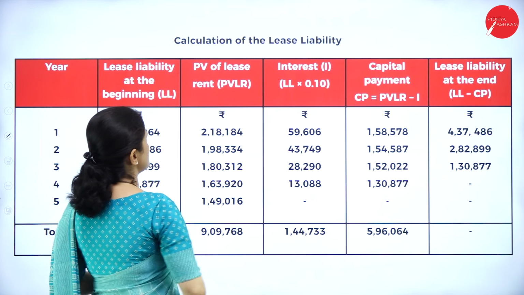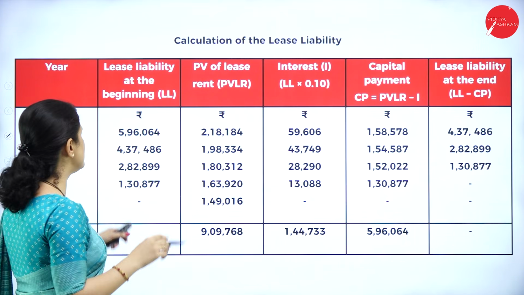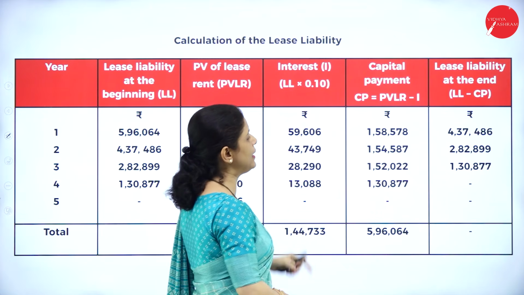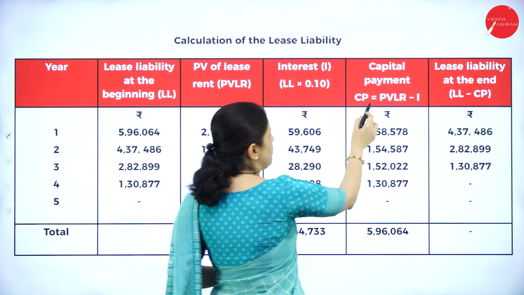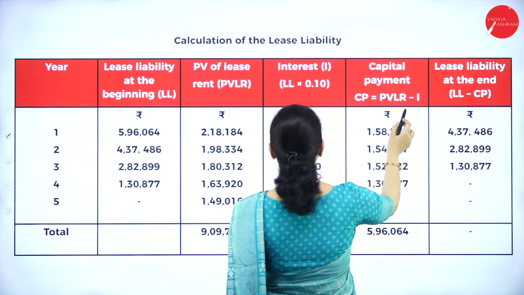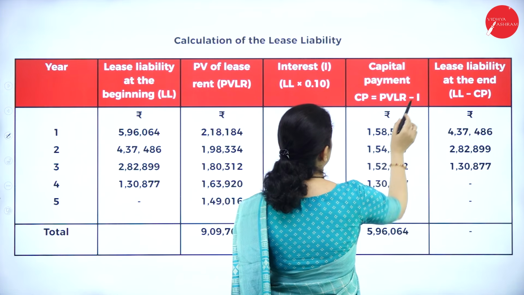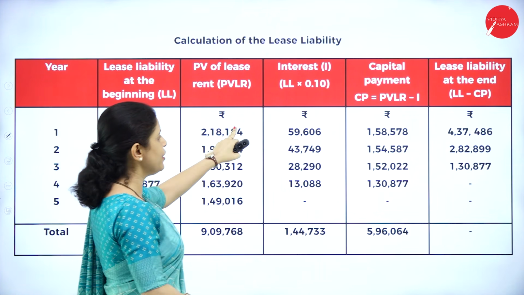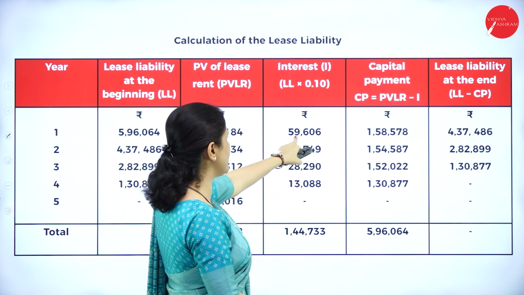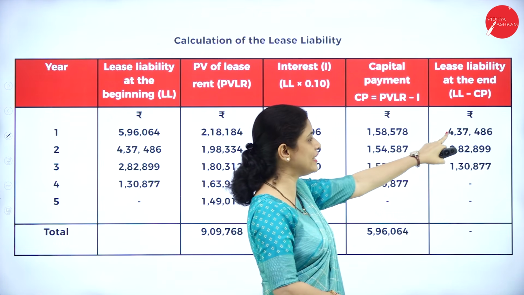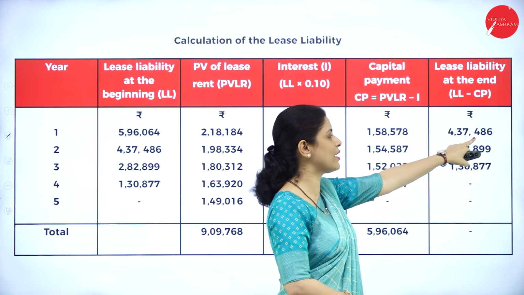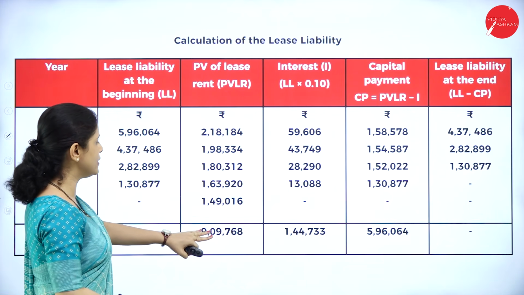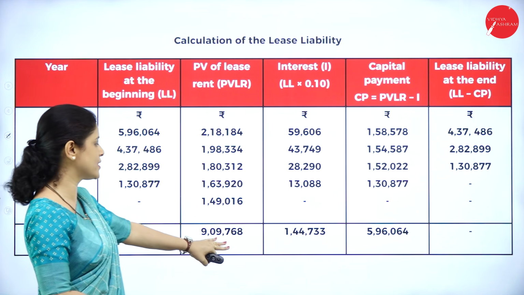After that, interest. The interest rate is 0.10. So interest on the lease liability we have to take. Next, capital payment. Capital payment is present value of lease rent minus interest. So that means 2,18,184 minus interest, that is 59,606. Then we will get the lease liability, that is 4,37,486. After calculating everything, we total this, and we will get 9,09,768.